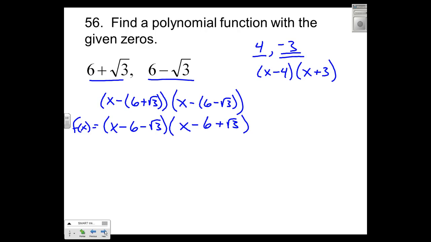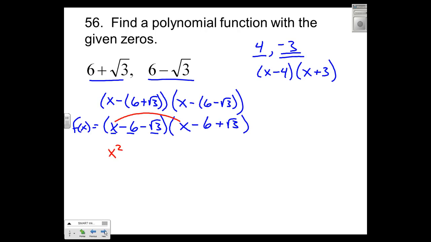Now, to superfoil this, I realize I've got to take x times 3 things, negative 6 times 3 things, negative root 3 times 3 things. I should end up with 9 terms. You can shortcut this if you want, but I'm going to go through the full process of finding all 9 factors. So I'm going to take x times all of these.